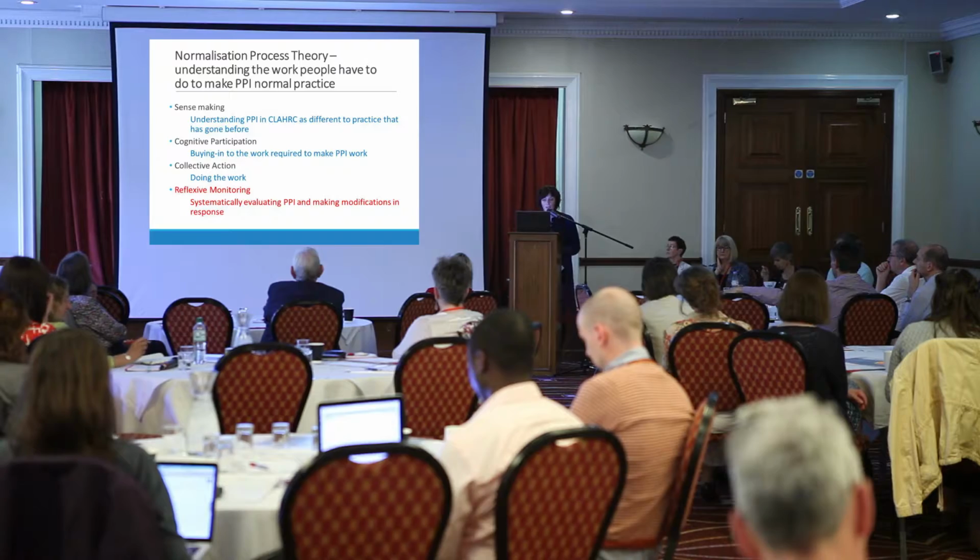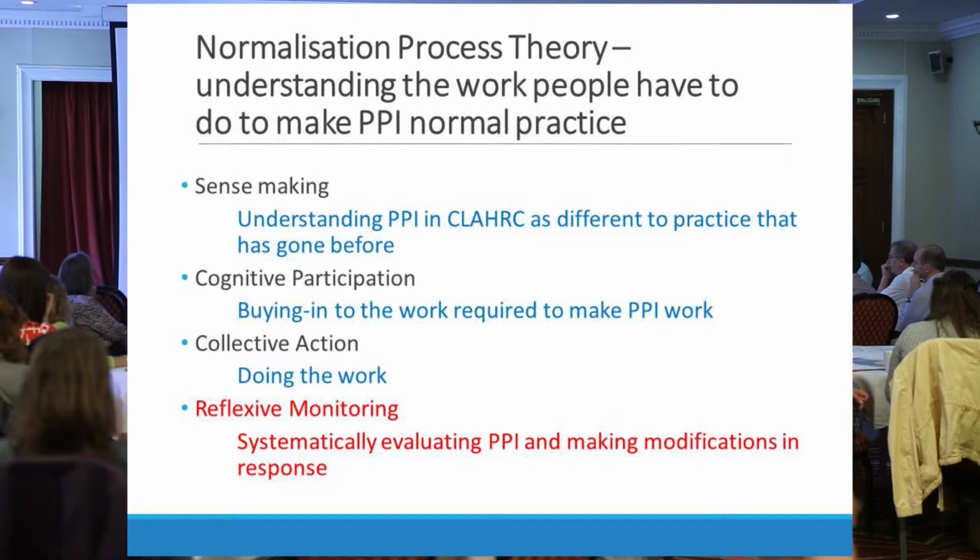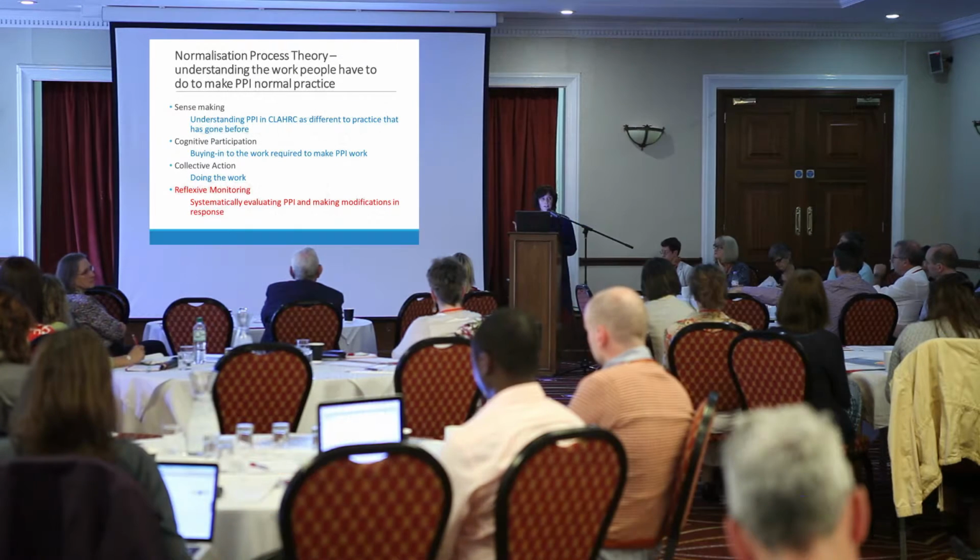So coherence, or sense-making for short. That's about understanding PPI in the CLAHRC as different to PPI in other contexts. And it's also basically just about people's understanding of PPI. What do they see it as being, and how do they understand it? In terms of cognitive participation, is there a buy-in to the work required to make PPI work? So do the people on the project understand what it is, and are they committed to it?